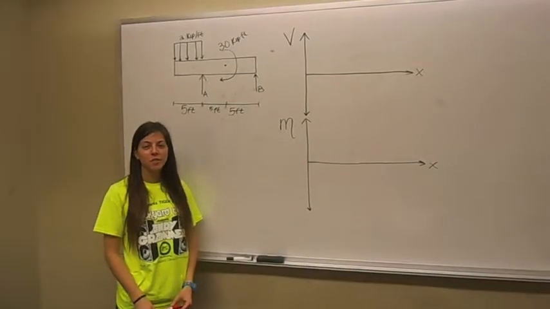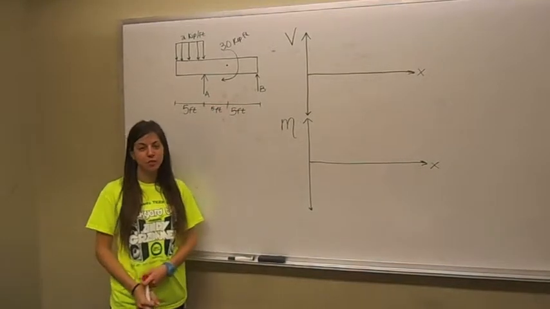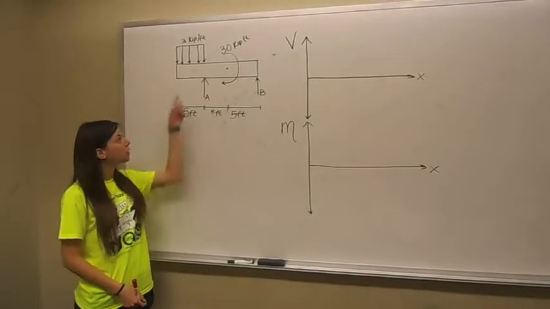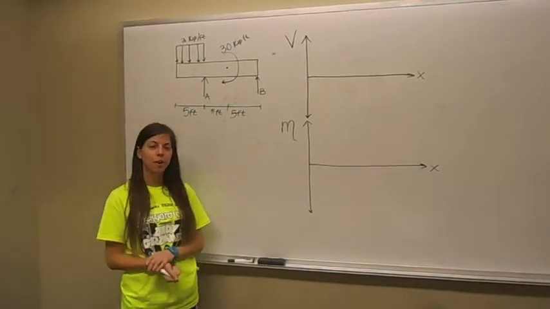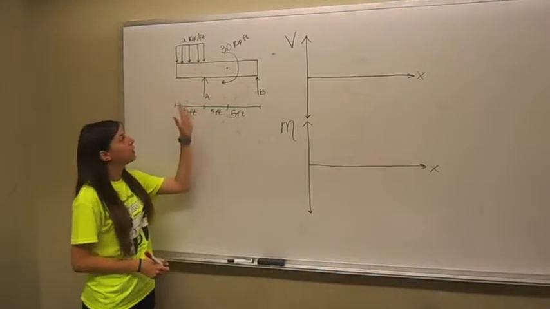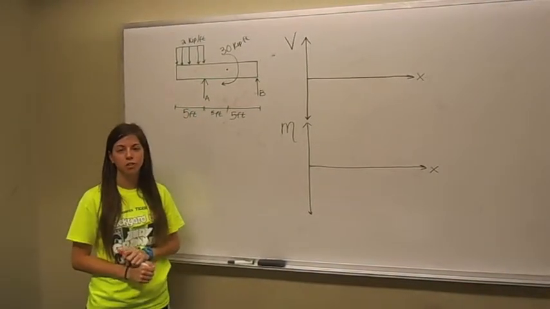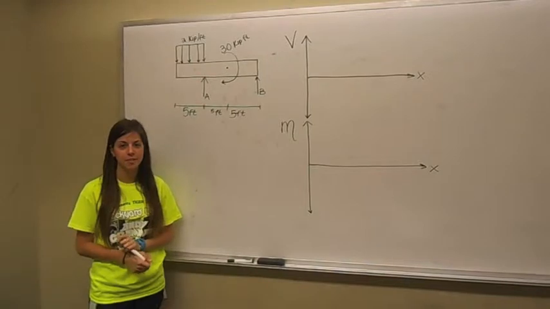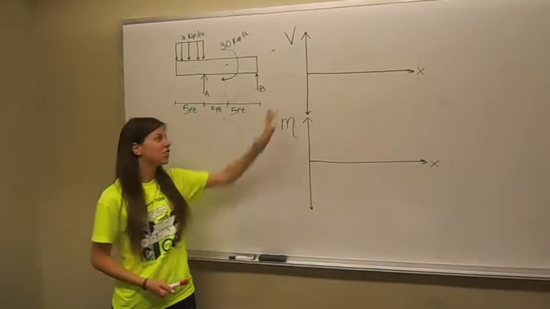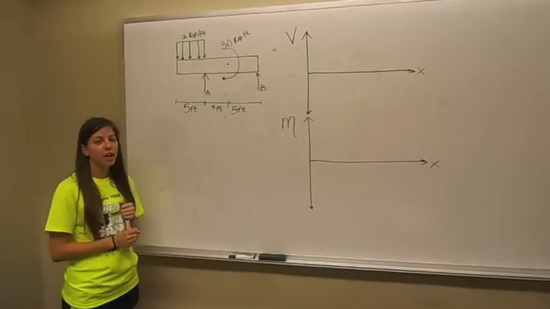There are two ways to find shear moment diagrams. One is to do it visually by looking at the applied forces and moments on the beam, or analytically by dividing the beam into sections and finding the internal shear and moment equations. The first thing we're going to do is look at the shear diagram. So we look at the applied forces.